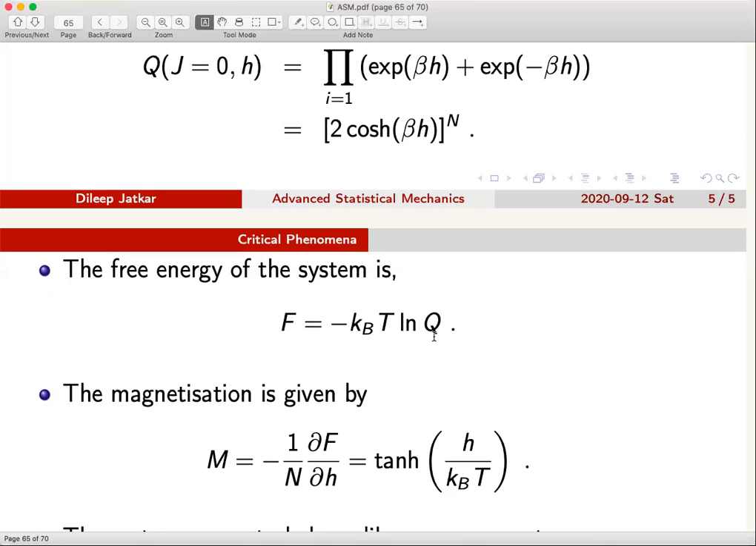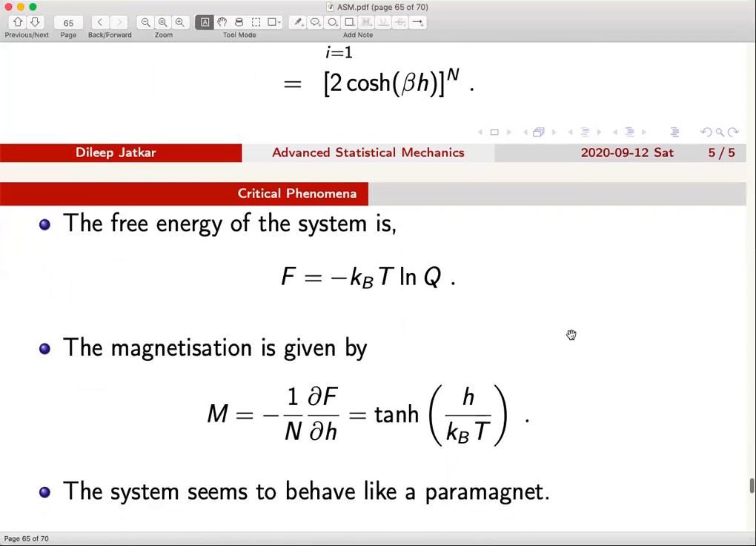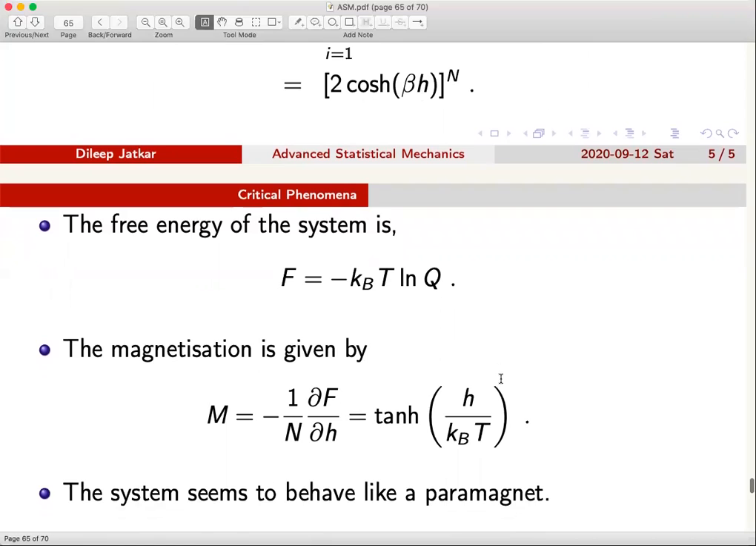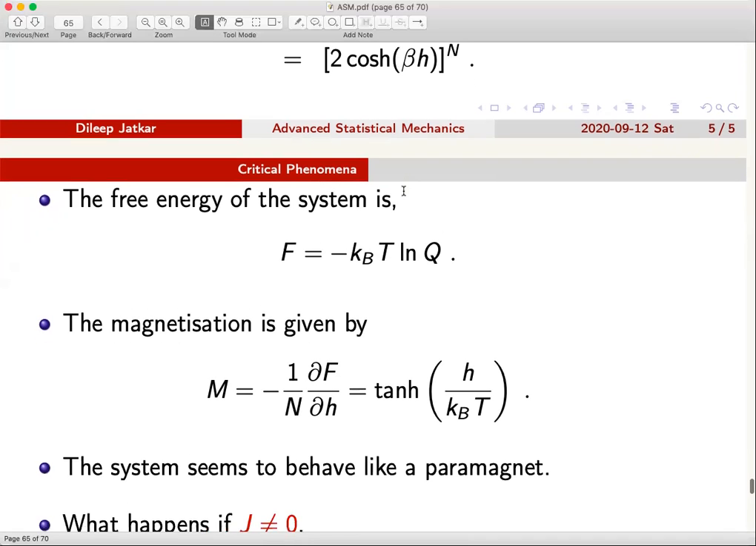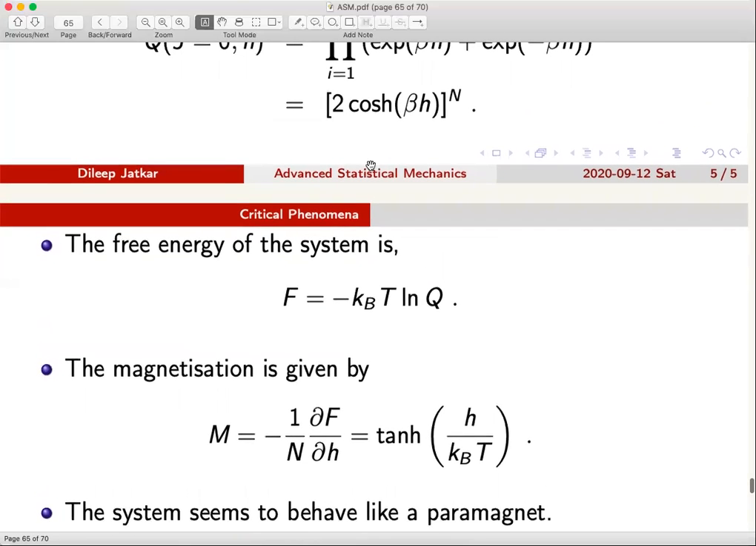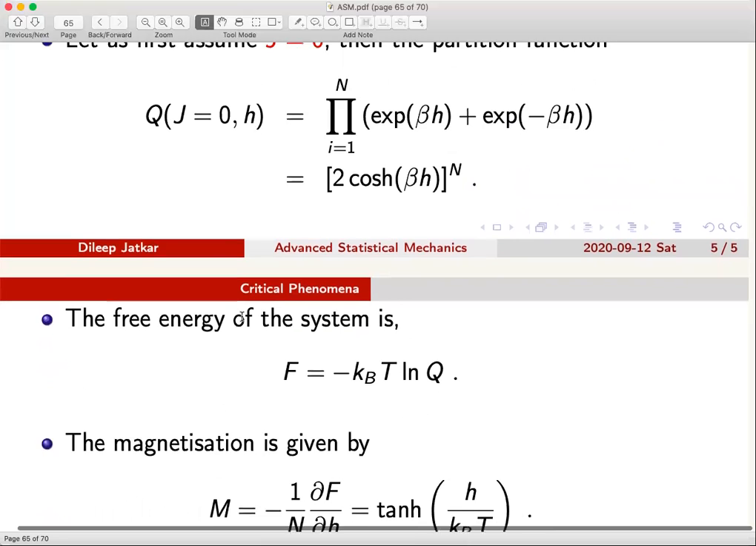Now, given that log Q is just n times log of 2 cosh(beta h), you can take a derivative of this quantity and you can easily see that this would give you a quantity which is tanh(beta h). I'm sorry, sometimes I write beta, sometimes I write kBT, but it's just 1 over kBT, it's the same stuff. So you can find an exact formula for magnetization in this particular case.